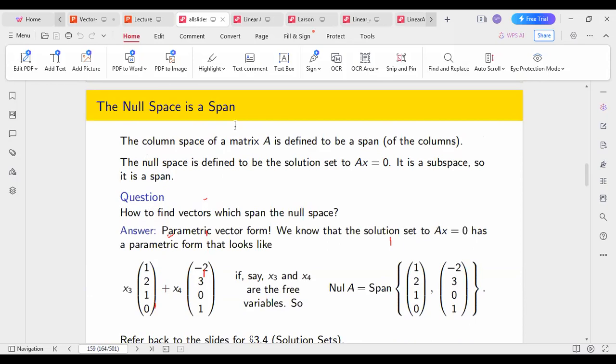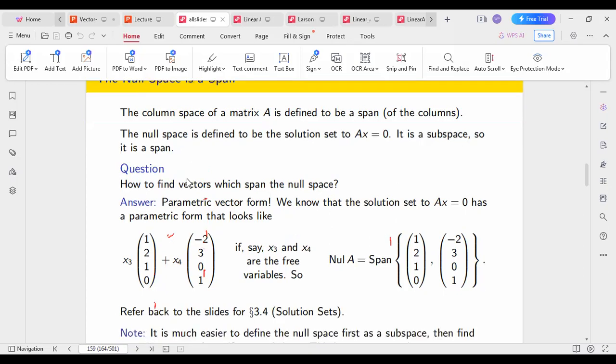The column space of a matrix A is defined to be a span. The null space is defined to be the solution set of Ax = 0, and it is a subspace, so it is a span. Now the question arises, how do we find vectors which span the null space? The solution of the homogeneous equation Ax = 0 has a parametric vector form that looks like this. If x3 and x4 are the free variables, the null space of A can be written as the span of (1, 2, 1, 0) and (-2, 3, 0, 1).